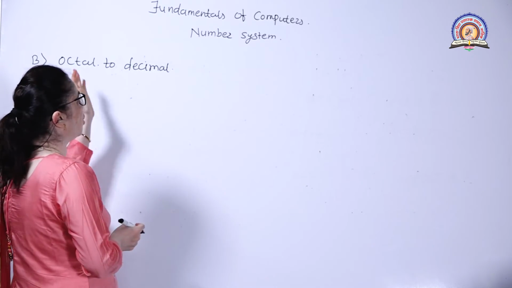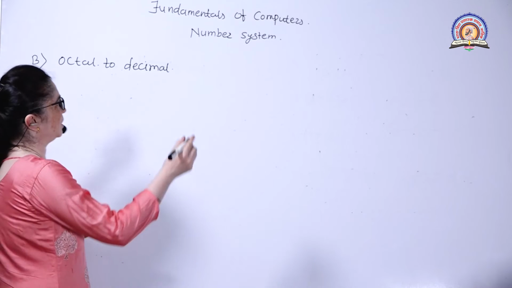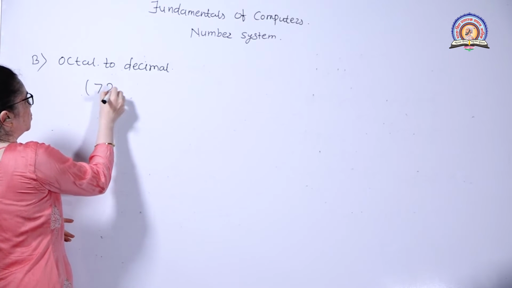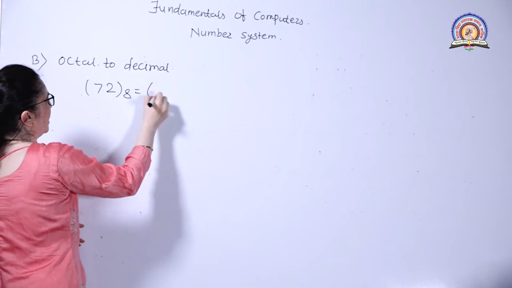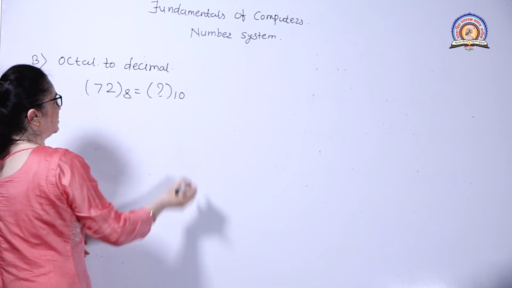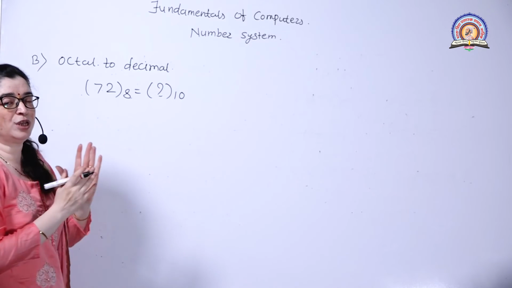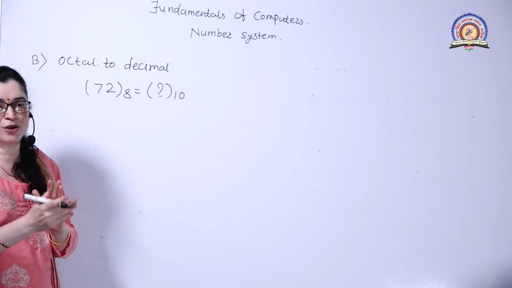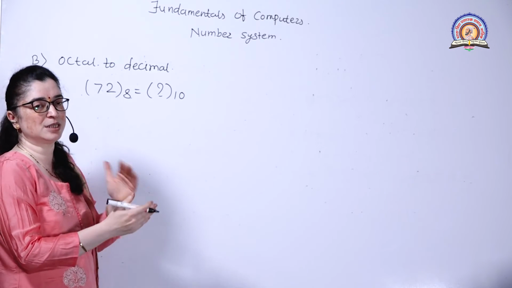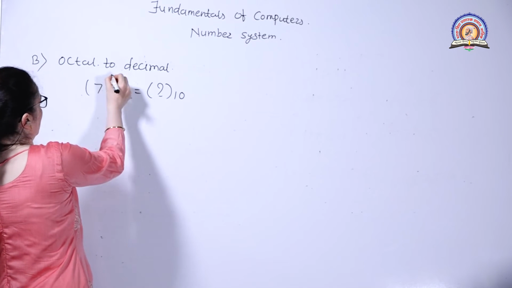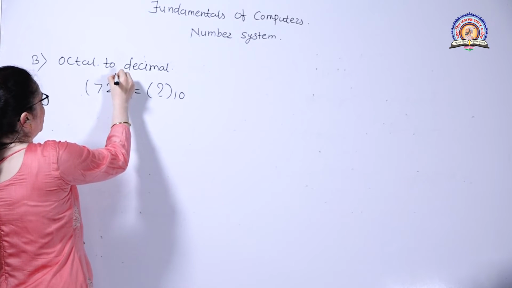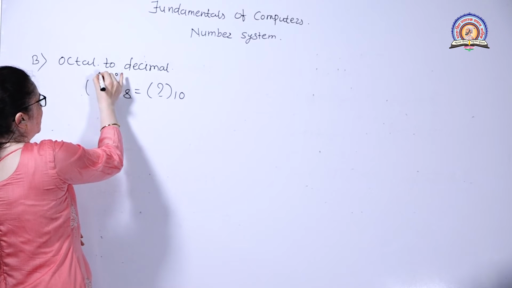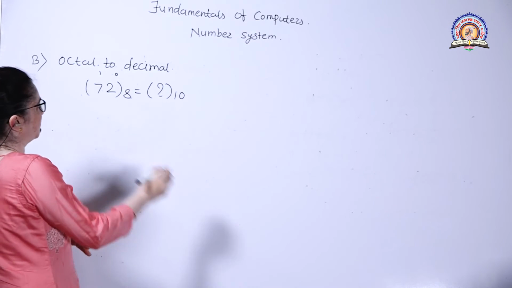Now we'll convert an octal number into a decimal number. So 72 is the octal number and you have to find out its decimal. Again here we have to multiply by powers of 8, means 0th power of 8, then first power, then second power and so on. So 2 means here we have to multiply by the 0th power of 8 and here the first power of 8.